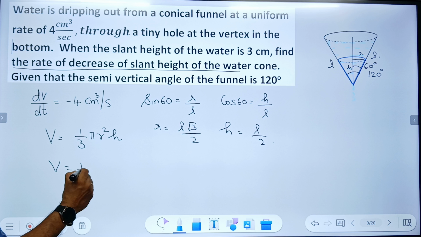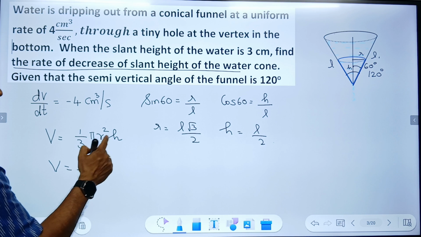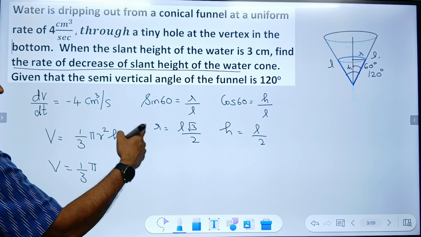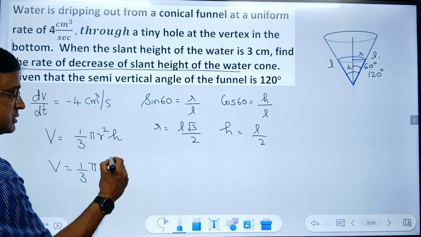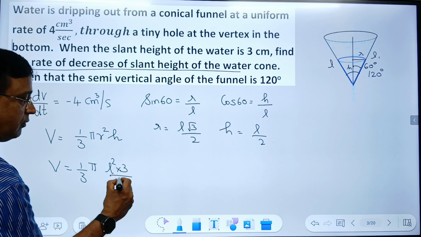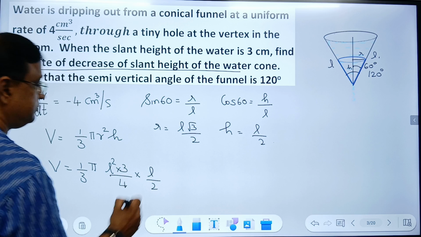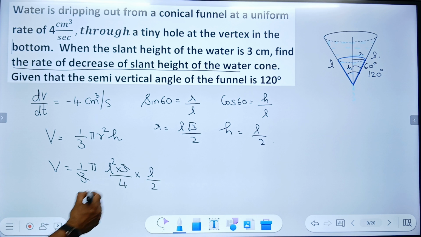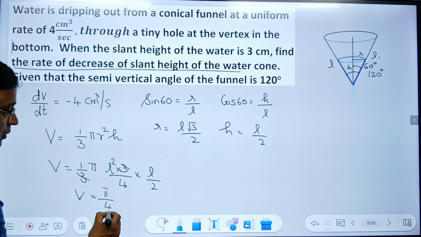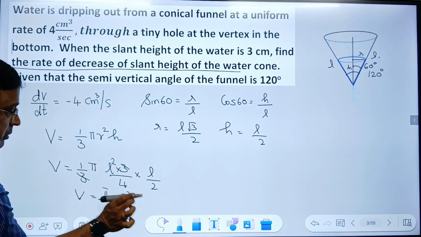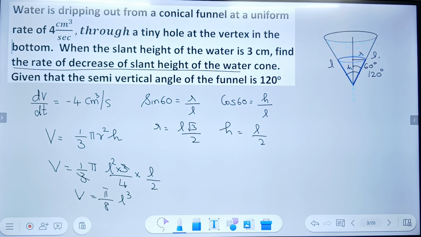Volume equals 1 by 3 pi, and what is the radius? L square, r square is given. It will be L square into 3 by 4, and the height is L by 2. So 3 gets cancelled, and what is the volume? Volume is pi by 4 L cube, actually pi by 8 L cube.